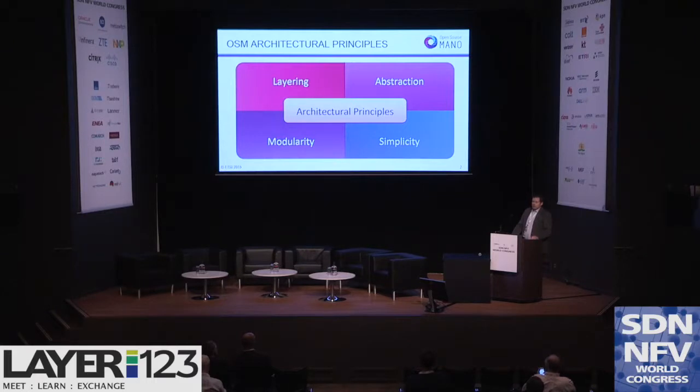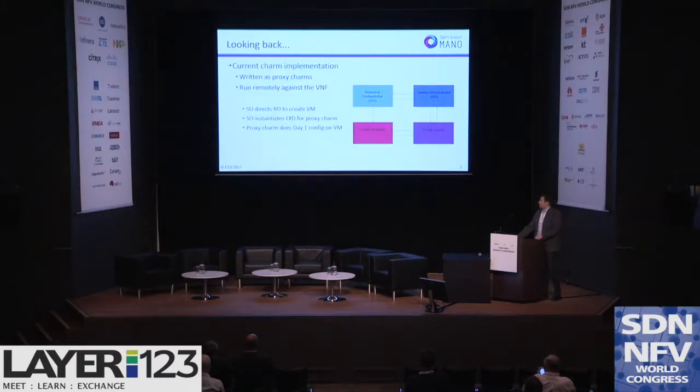Basically, the VCA is in line with Adrian's presentation about making sure that we can meet all of the architectural principles that have been set forth in OSM. So I want to look back a little bit on what we've had. The VCA contains some artifacts that are called charms. And the current implementation here in Release 2 is the charms are written as proxy charms. They run remotely on the VNF.